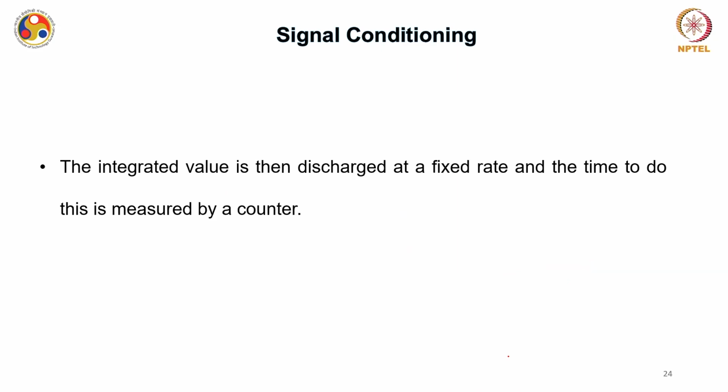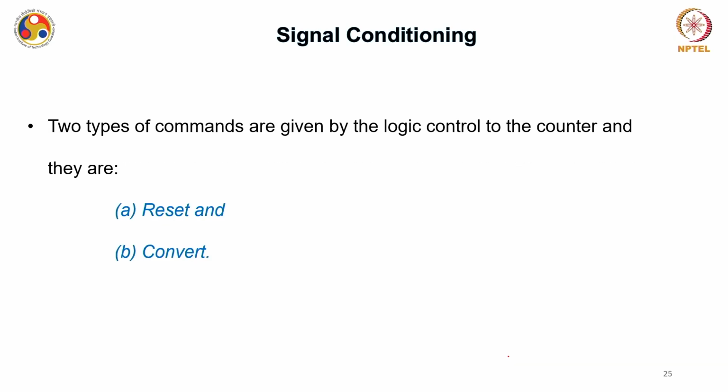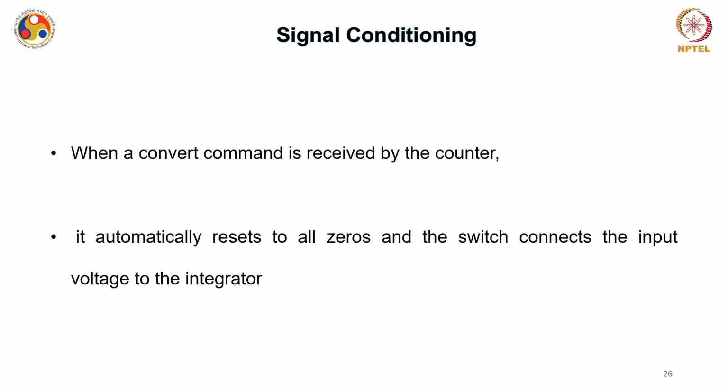The integrated value is then discharged at a fixed rate, and the time to do this is measured by a counter. Two types of commands are given by the logic control to the counter: a reset command and a convert command. Reset command we understand, but let's see what the convert command is. When a convert command is received by the counter, it automatically resets to all zeros and then the switch connects the input voltage to the integrator.